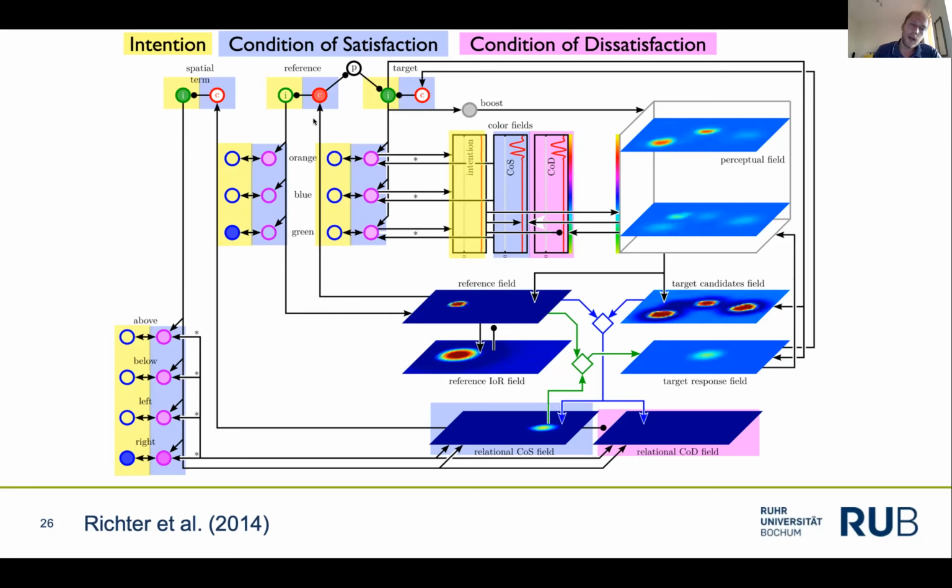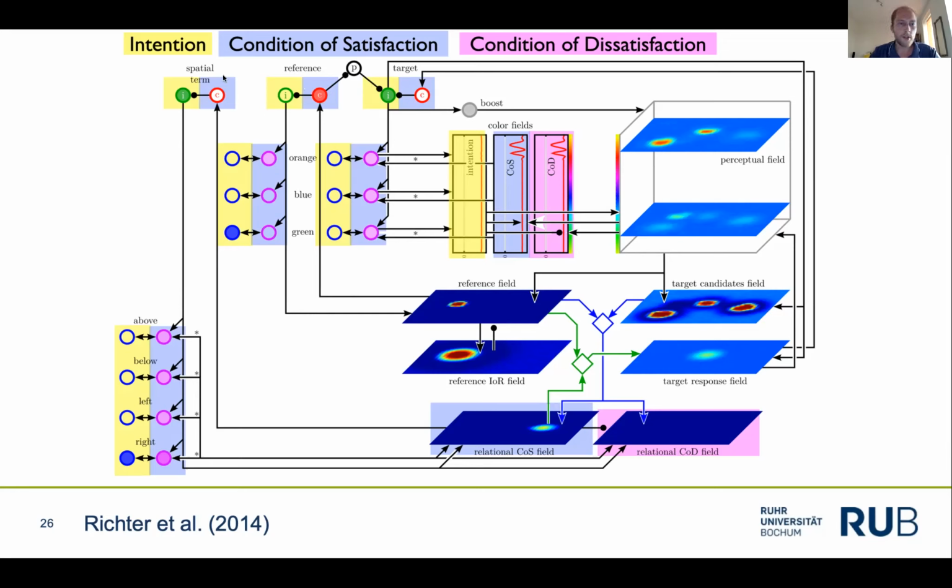Now, as you might have noticed, we have 2 conflicting color search processes. One of them is for looking for the reference color, and one of them is looking for the target color. And we cannot look for both colors at the same time. So in order to avoid that these processes become active at the same time, we introduce a precondition node, which inhibits the intention node of the target process, thereby preventing it from becoming active. But when the reference process has successfully finished, its condition of satisfaction node releases this inhibition and thereby allows the target process to become active.